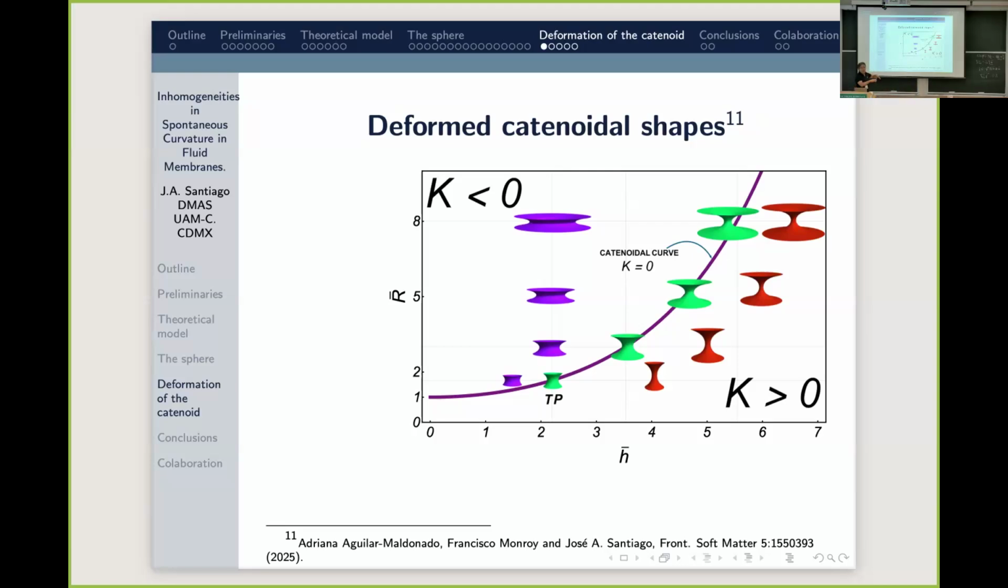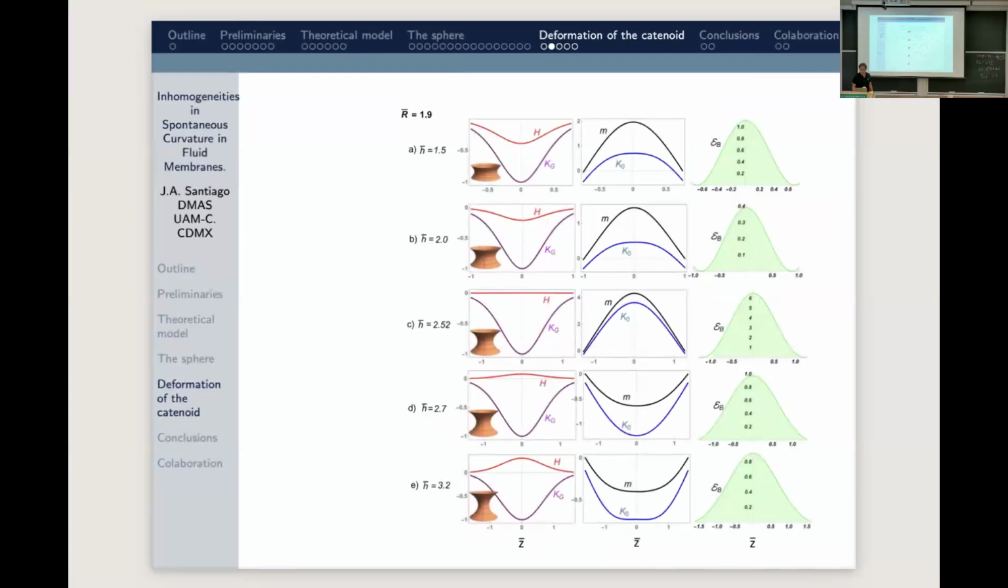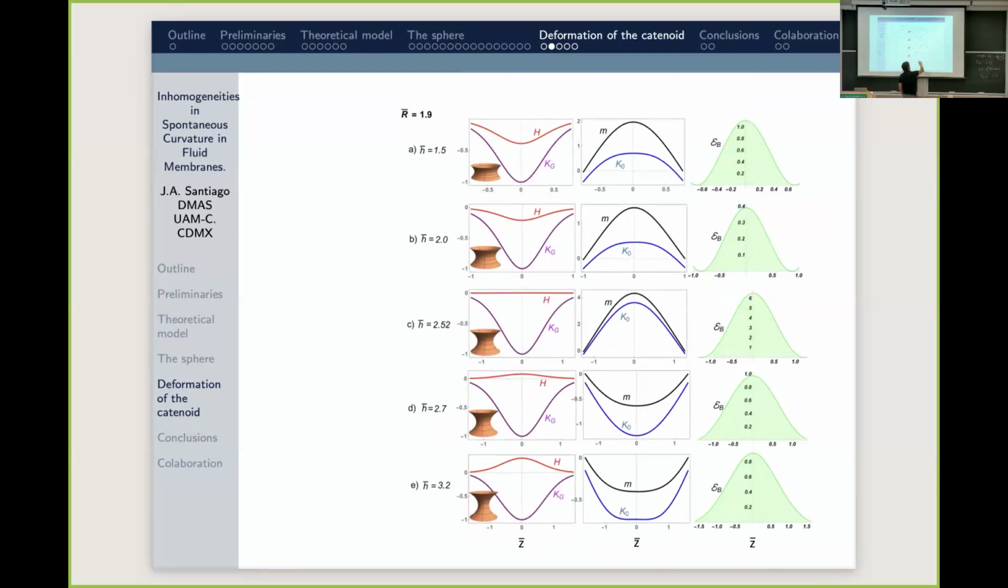That is, the result is not only for catenoids, but the catenoidal curve is a critical curve of this region. And also the spontaneous curvature has this behavior. We have this, and this one, right?